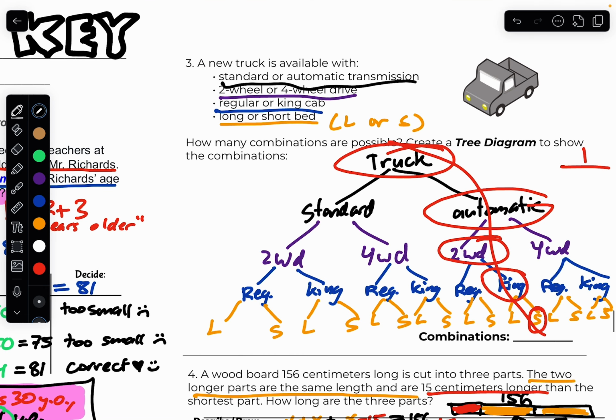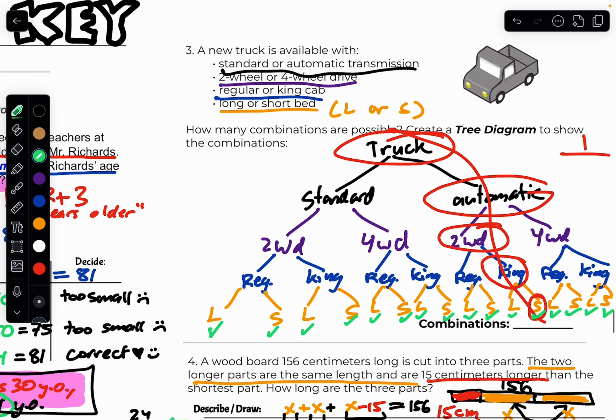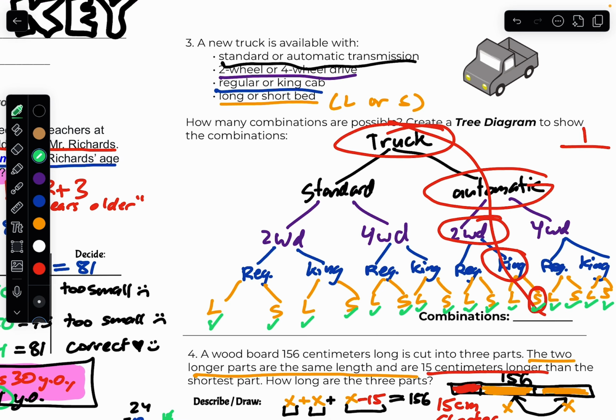Let's see, we got to count them carefully. Some people like to do little check marks, tick marks. 1, 2, 3, 4, 5, 6, 7, 8, 9, 10, 11, 12, 13, 14, 15, 16. You can double check that. But I think that the answer is 16. So the final answer would be 16 combinations.